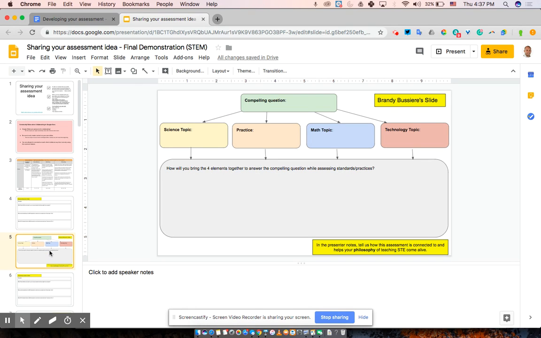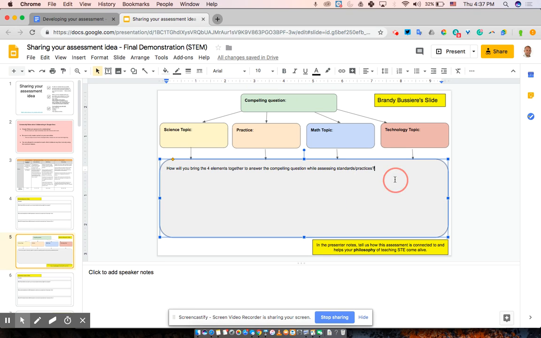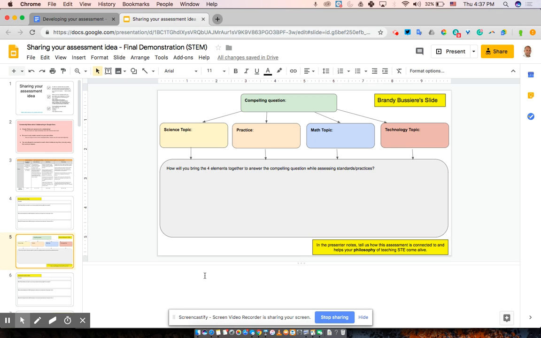Then here's a little bit of a diagram that you can use. You'll be posting your compelling question above, and then the science, the practice, the math topic, and the technology topic. What are they? And then how are you going to bring them all together to answer the compelling question while at the same time assessing the standards and practices? Once you're done with all of that, in the speaker notes, let us know how this all connects to your philosophy. So here's your opportunity to be creative and figure out a way to try and connect all these different things that we've been learning about in this course.